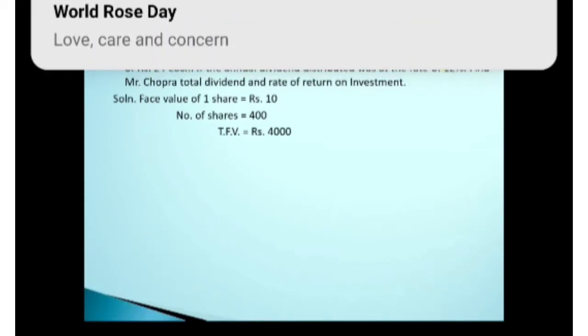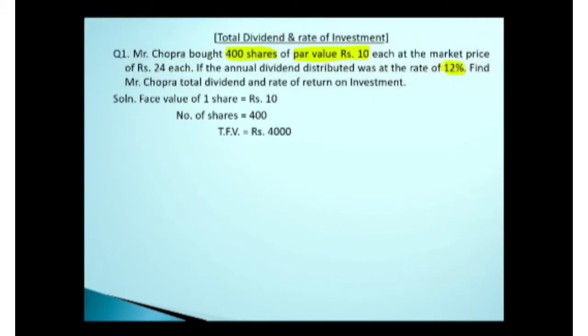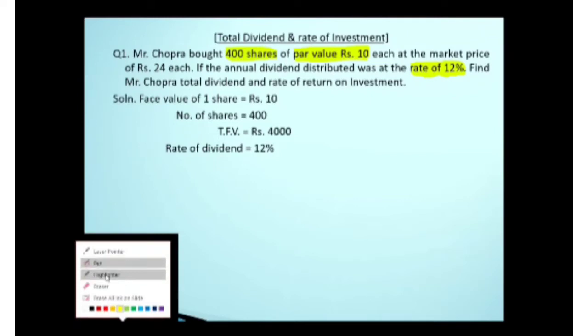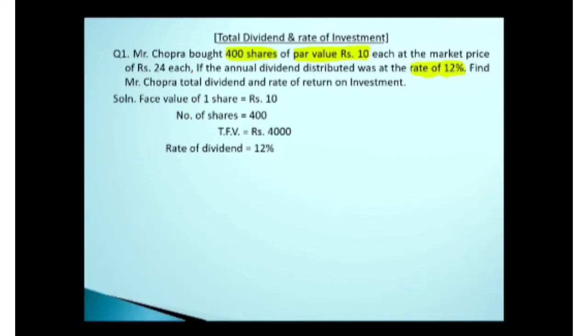This is 12%. What is it representing? Rate of dividend. This is what it is representing. Rate of dividend. Take the next given data: rate of dividend is 12 percent. So now, as we know the rate of dividend, we can calculate the first part of the question that has been asked. What is the first part? Total dividend. So you know what the formula of total dividend is? In the previous slide, I had given you the formula of total dividend.